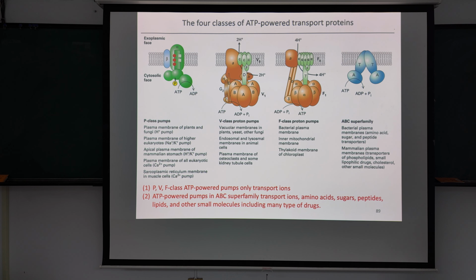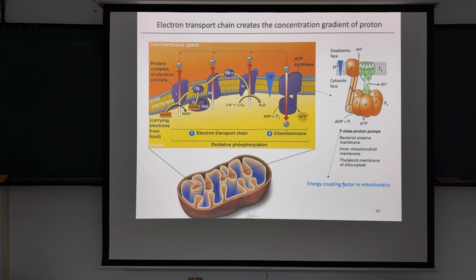Okay, so this will be the P class, V class, and the F class proton pumps. Then we will talk about the F class proton pump. Once we finish this part, we may dismiss today. So the F class proton pump, the other name is ATP synthase, which is the enzyme cells mainly use to generate the ATP.